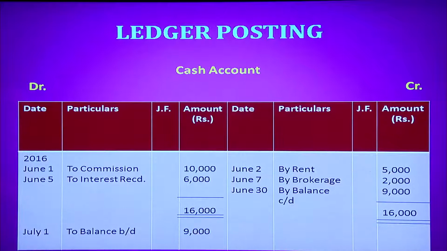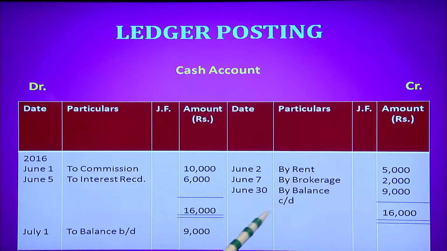The last ledger posting was for the cash account, and we had made the following entries into it. So, to commission, to interest received 6,000, by rent 5,000 and by brokerage 2,000 rupees. First we check the totals. The total on the debit side was greater than the total on the credit side, so we put the balancing figure. So, 16,000 minus 7,000 gives us 9,000 rupees.